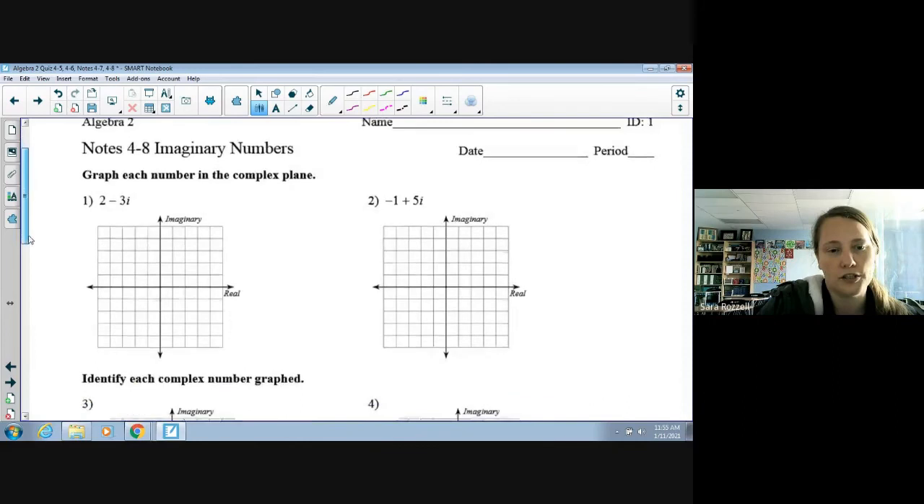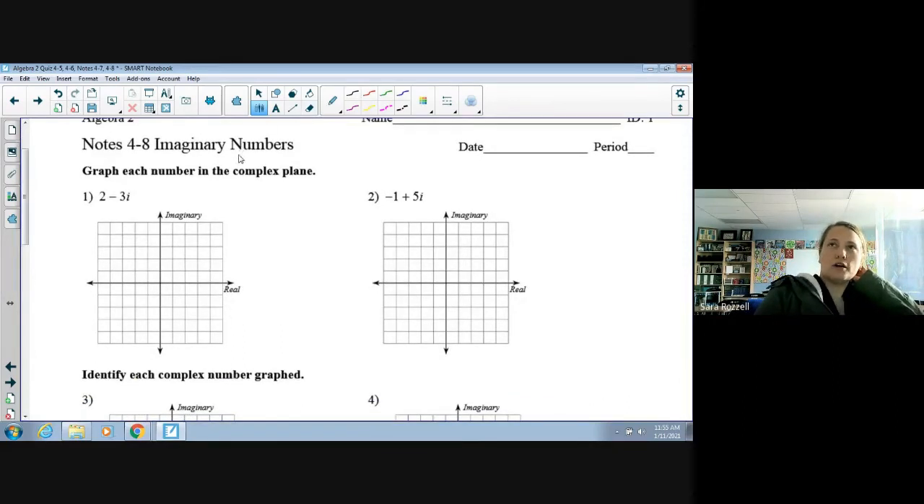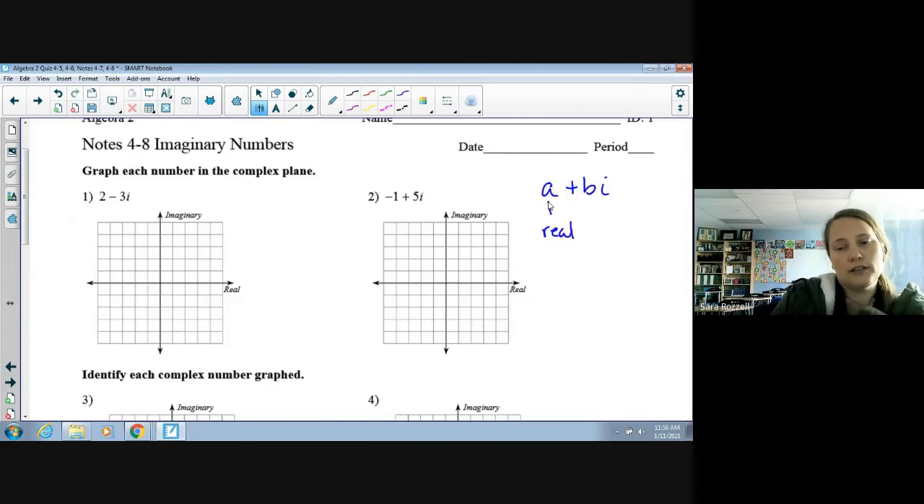But people like these a bunch better. The imaginary numbers are numbers that are not on our XY plane. They have their own plane. Imaginary numbers are written like this: A plus Bi, where A is the real part and Bi is the imaginary part.